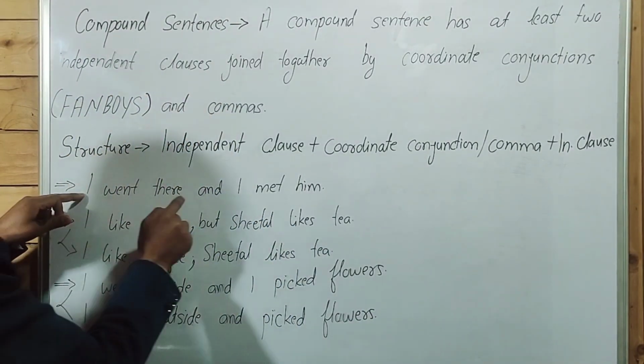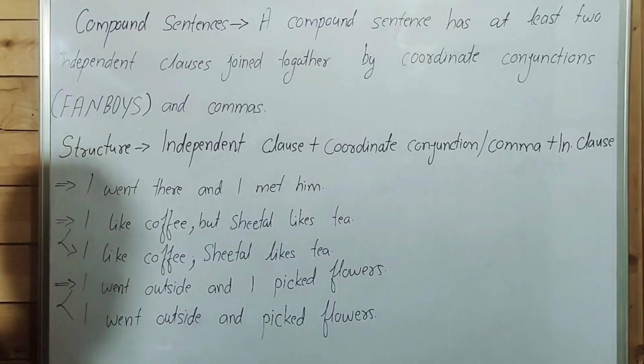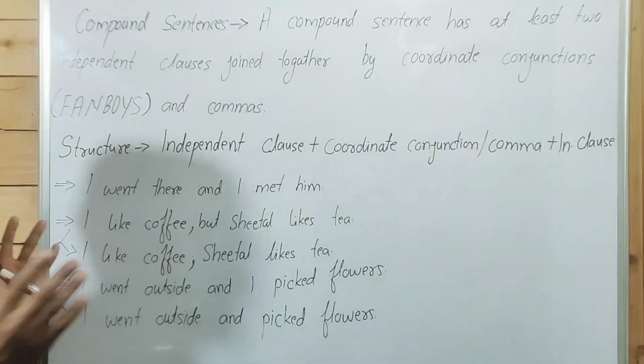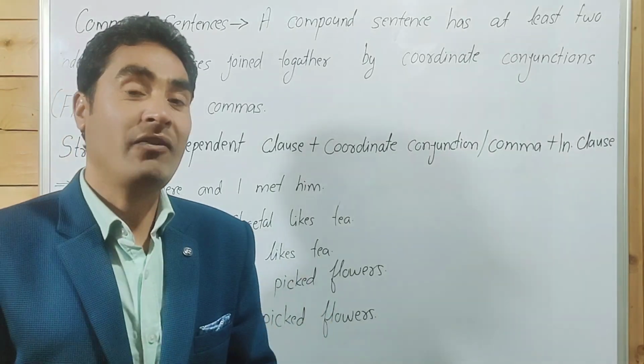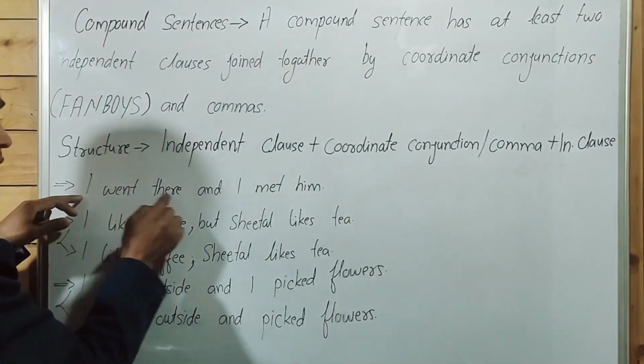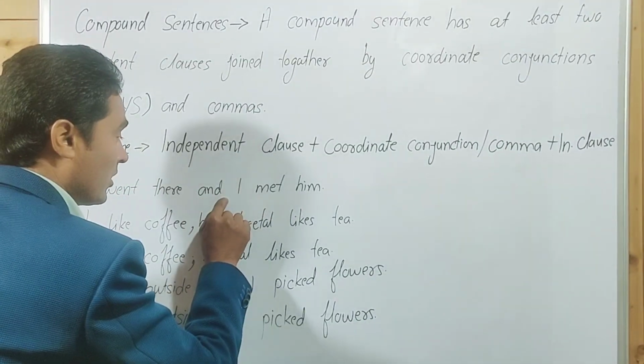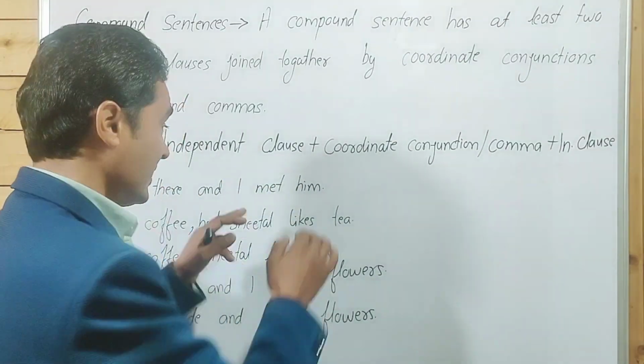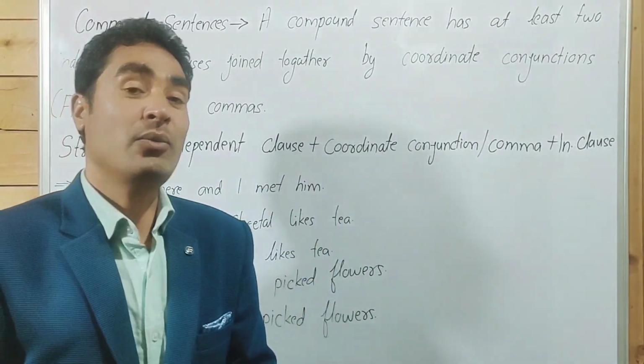For example, I went there and I met him. This is a compound sentence. It has two independent clauses. First, I went there, and is a coordinate conjunction. I met him. It is also an independent clause.